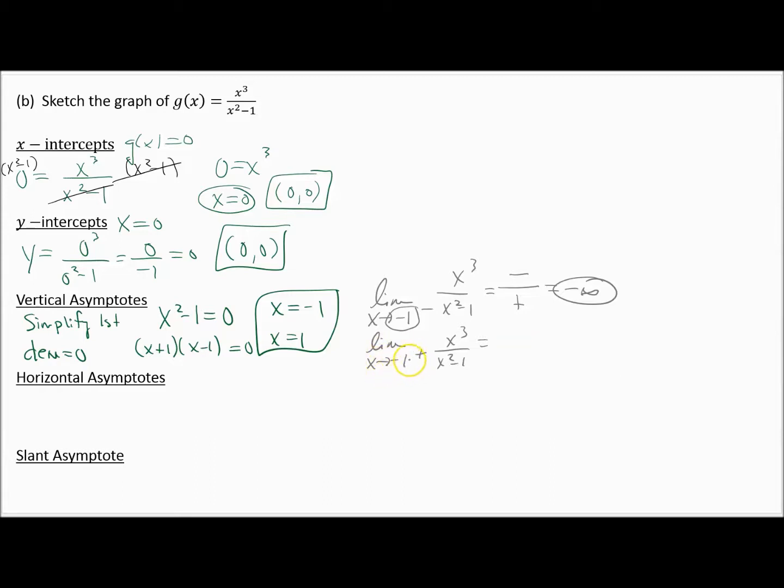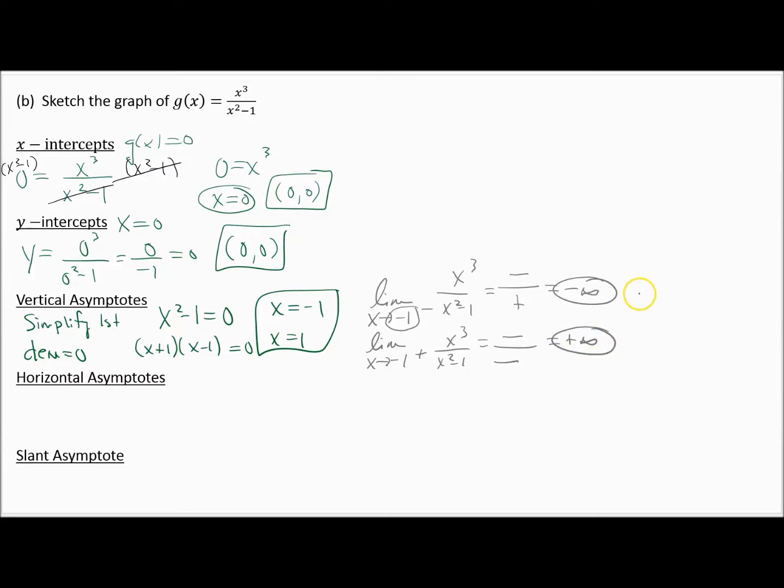Now let's look at negative 1 from the right-hand side. So we're talking about a number slightly bigger than negative 1, maybe negative 0.9. Now when I cube negative 0.9, it's still going to be negative. When I take negative 0.9 and square it, it's going to give me a number less than 1. And when I subtract 1 from it, that's going to be negative as well. A negative divided by a negative is a positive. So the infinity that I'm looking for is positive infinity.